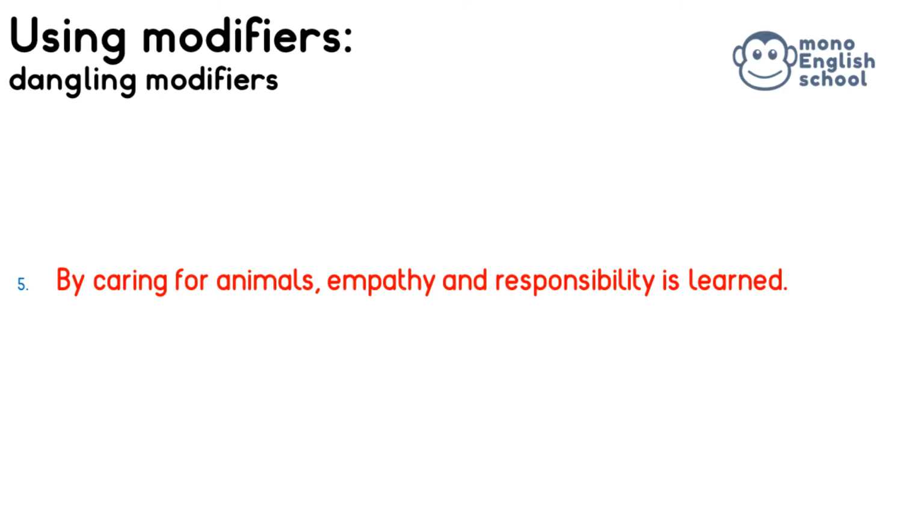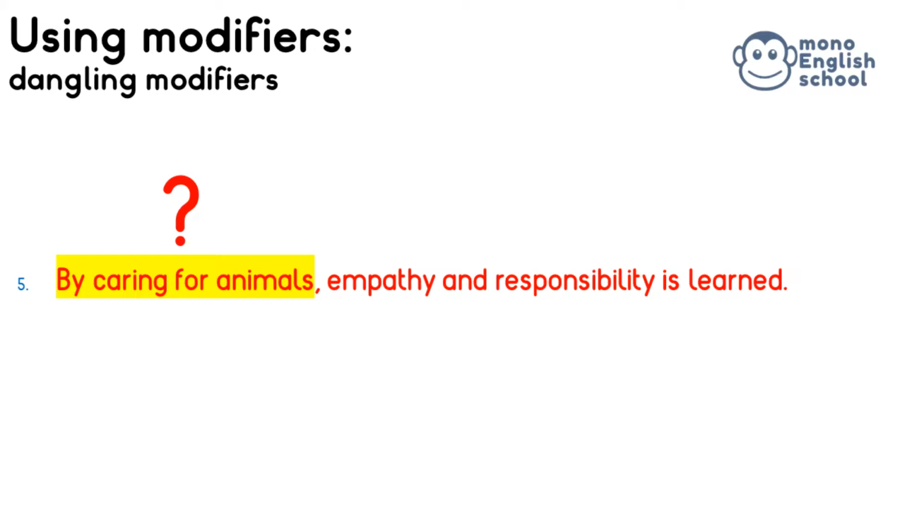An example sentence. By caring for animals, empathy and responsibility is learned. In this sentence, we have the modifier at the beginning. But what exactly does it modify? Who does the caring for animals? This is an example of a dangling modifier, in which the modifier does not logically modify any word or phrase in the sentence.